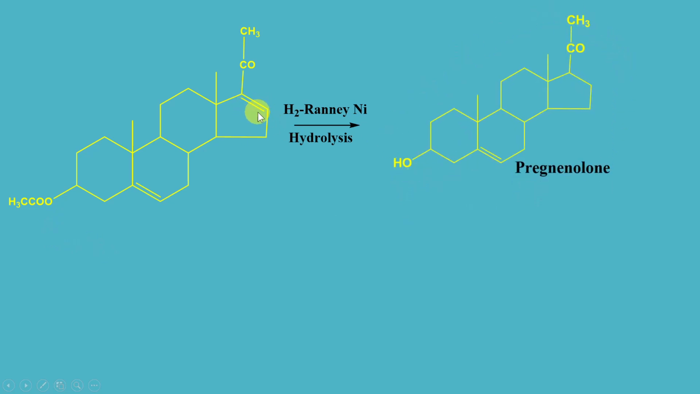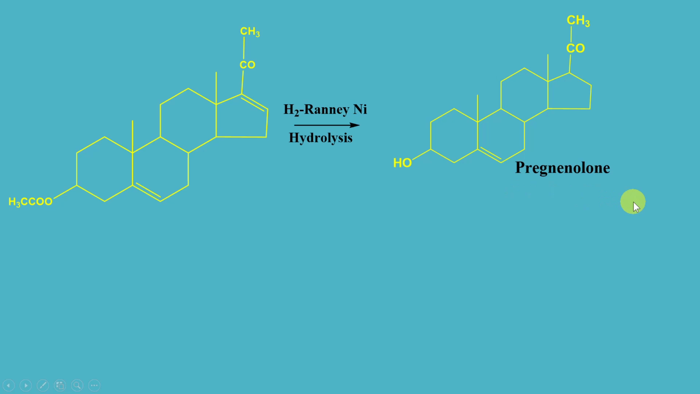Here you can see the double bond gets saturated by the hydrogenation process. Then this acetate group gets hydrolyzed. The ester gets hydrolyzed to the corresponding alcohol. Thereby the formed molecule is called pregnenolone.